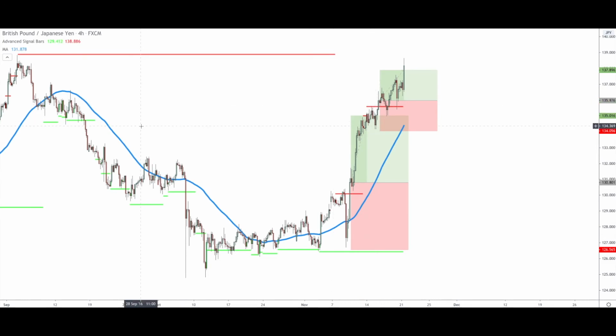Of course, if you are on the short side, you want the setup to be like this. So you want a breakdown of the green horizontal line, and, of course, you want to be below the moving average.